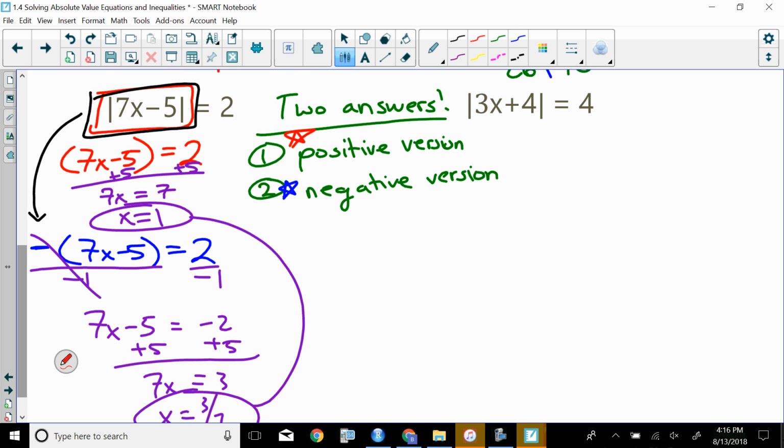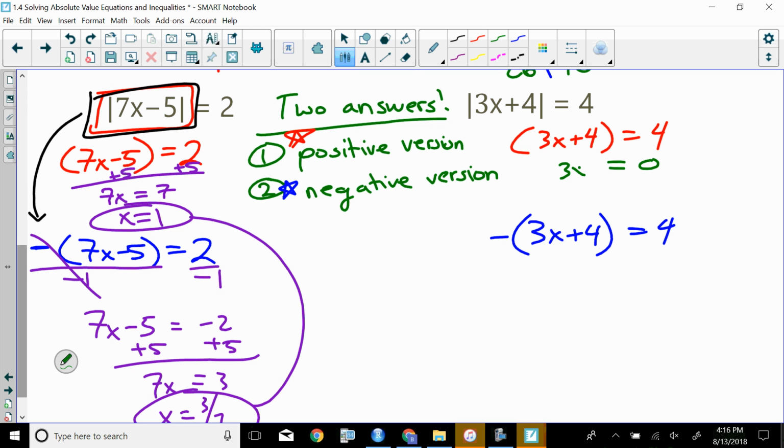I would have the positive version, which would be 3x plus 4 equals 4. And then the negative version, that's 3x plus 4. That thing is now negative equals 4. Now I just got to solve them. Subtract 4, that would be 0 on this side. Is this true? Sure, I just divide. If I divide, I get 0 divided by 3. That's just 0. That's one answer.